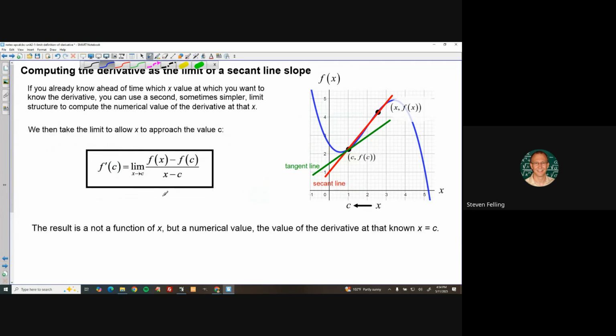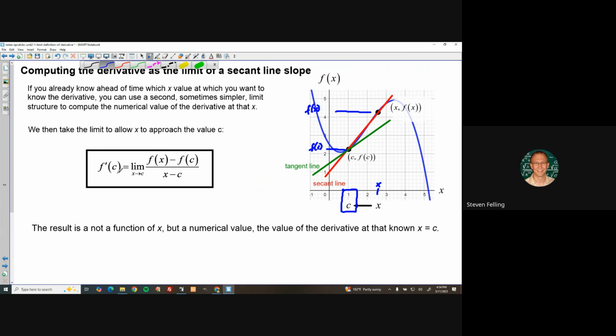However, there is another limit definition, which is if you've already predefined that you're interested in one specific value, like say x is going to be 1. Then you can let this just be a constant, like this is 1, and then instead use the x to locate the point that's going to float around here. If you plug c in, you get f of c, that constant, and if you plug x in, you get f of x. That means the change in y is f of x minus f of c, and the change in x is x minus c. And then you can take the limit as x approaches c to get the points to come together.